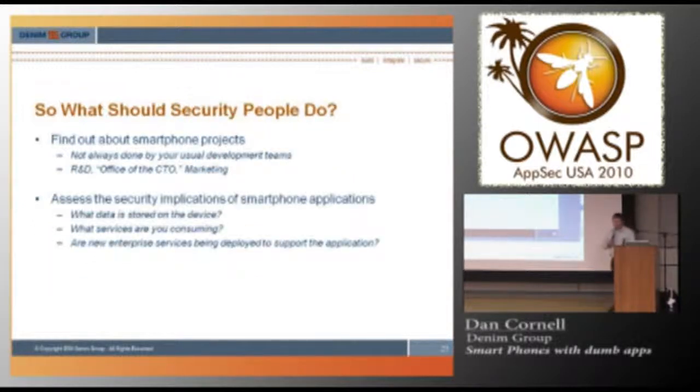From a security standpoint, the real challenge that I said is to find out about the smartphone projects that are going on in your organization. Because this is new enough, it's cool enough, it's often coming out of an R&D group or the office of the CTO, which I suppose is what I run at Denim Group. Or it's something the marketing people are going out and procuring, and so they're getting procured in non-standard ways, and so security has to play catch up to track down this stuff.